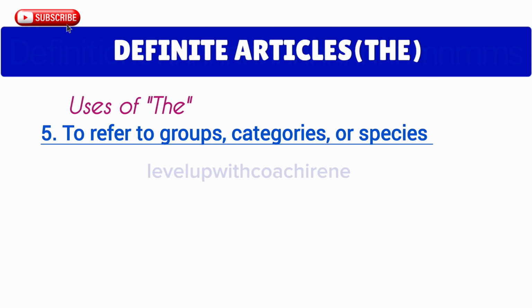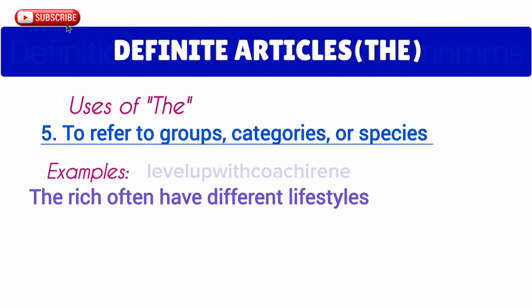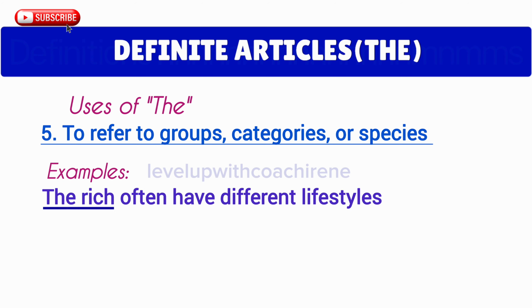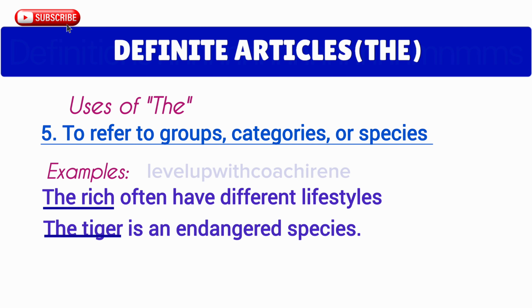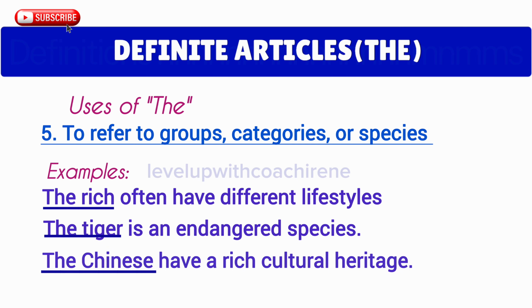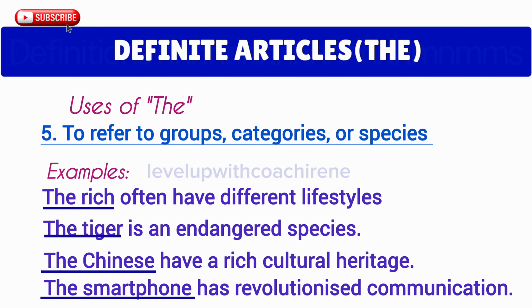Number 5. The is used when referring to groups, categories, or species. When referring to entire groups or categories, use the. For example, the rich often have different lifestyles. The tiger is an endangered species. The Chinese have a rich cultural heritage. The smartphone has revolutionized communication.